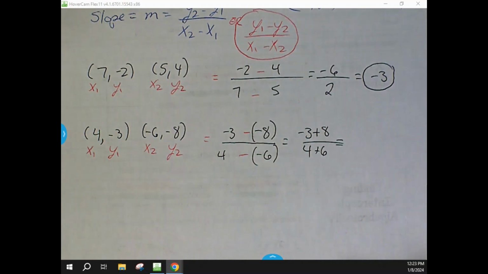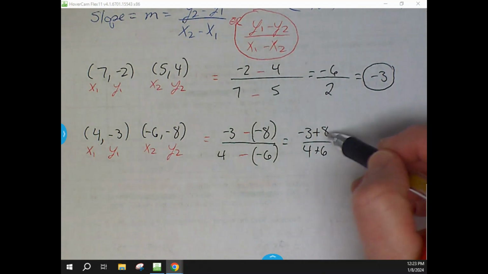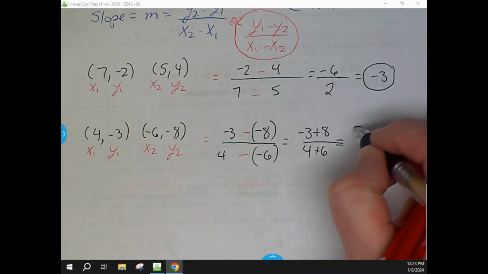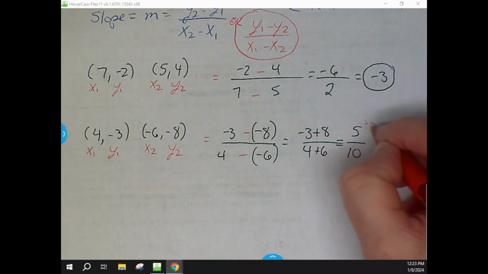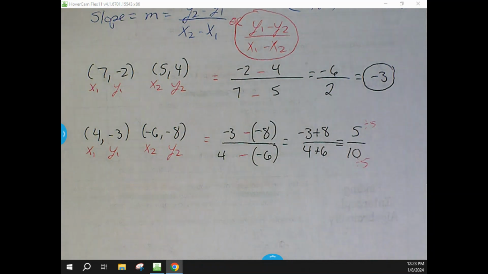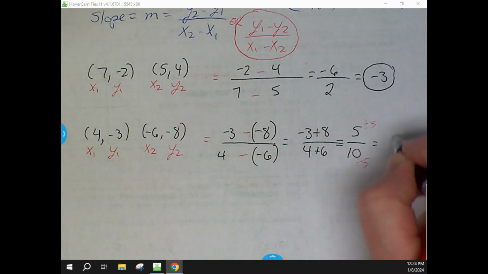Okay, and then you've got -3 plus 8, or if you do it backwards, it's 8 minus 3, which means that's going to be 5. 4 plus 6 is 10. And then in the simplifying part, you can divide both of those by 5, which, again, you don't have to show the work. I'm just writing it out here for us. And you make that 1/2.